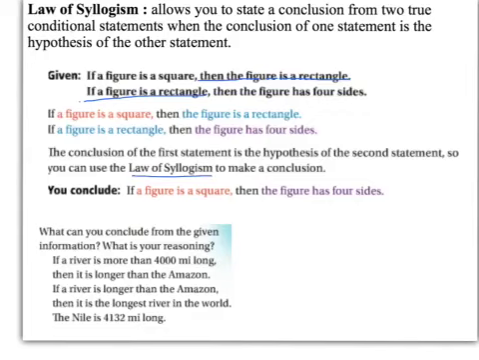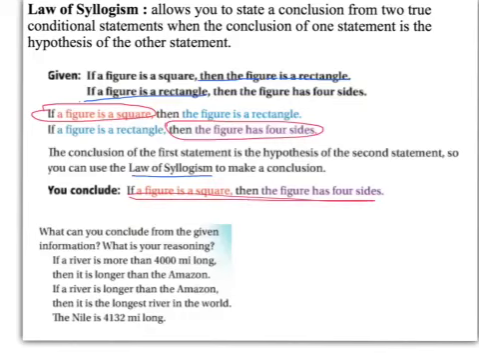So what you do is you take the hypothesis from the first statement and you attach it to the conclusion of the second statement. It's kind of like the transitive property. You take the first part and the last part. So basically, since A equals B and B equals C, then A has to equal C. This is similar to the law of syllogism.